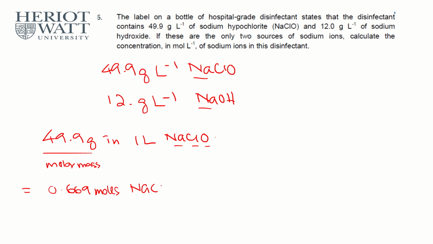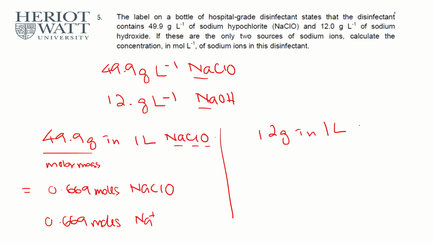0.669 moles of what? NaClO, which is equivalent to 0.669 moles of sodium plus. Make sense? Because one molecule of this should have 1 sodium. So if you have 0.669, you should have 0.669 moles of sodium ions. Okay, now same thing goes to 12 grams in 1 liter of NaOH.